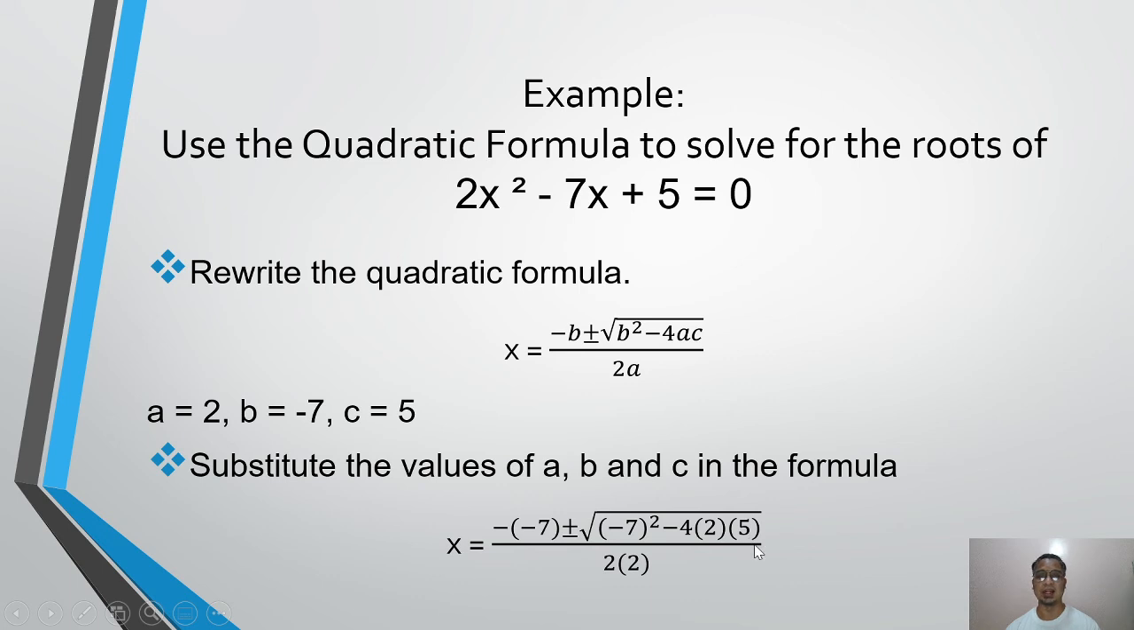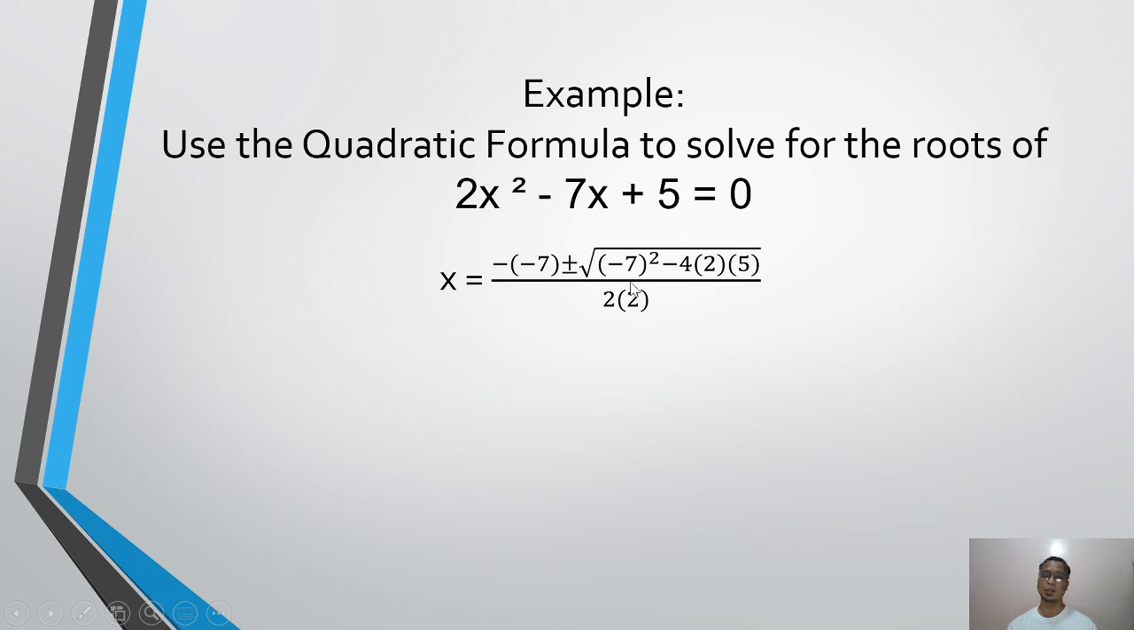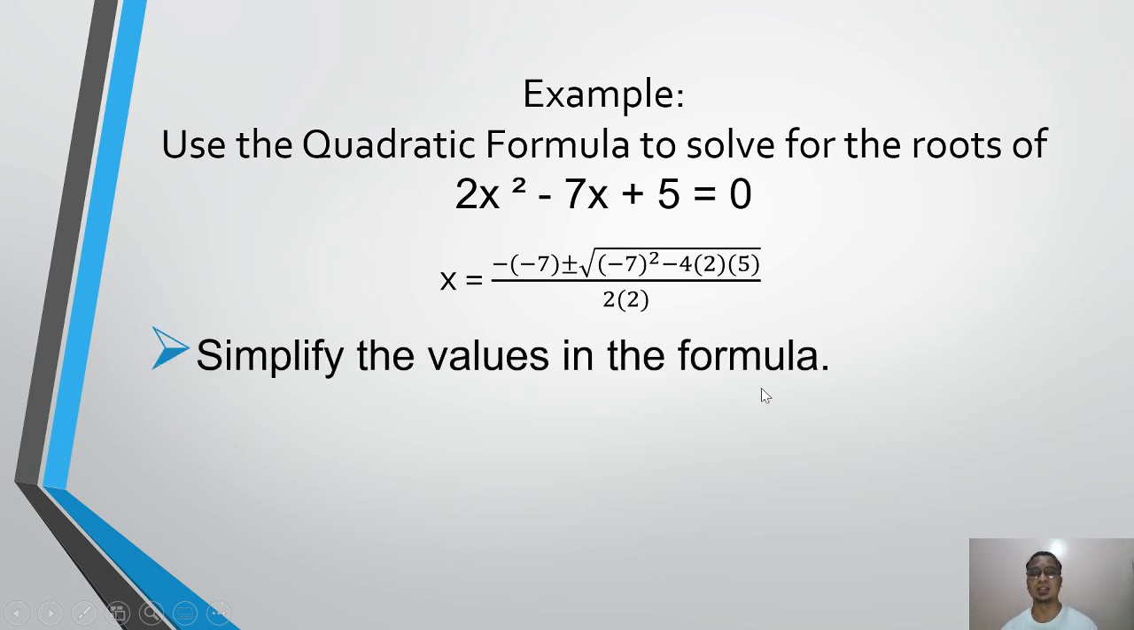So, I'm hoping na nakakasunod tayo. All over 2, ayun yung 2, times yung value ng A, which is 2. So, kapag sigurado kayo na tama yung pagkakasubstitute nyo, kakalimutan nyo na yung mismong given. Focus na lang kayo dito sa puro numbers. So, ito yung nakuha natin. Ano yung susunod? Simplify na muna natin.